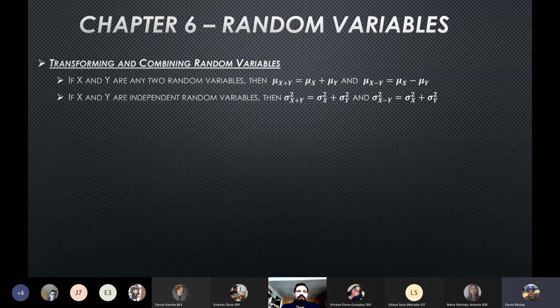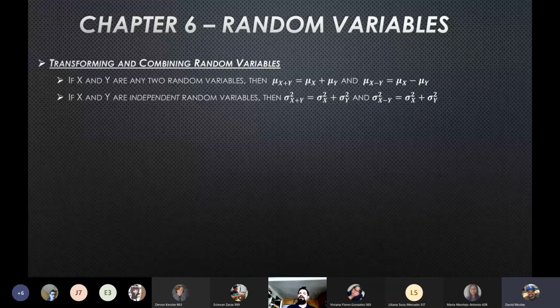If x and y are any two random variables, then the mean of the sum of the two random variables, x plus y, is equal to the mean of x plus the mean of y, and the mean of the difference of the two random variables is equal to the mean of x minus the mean of y. We use this in chapter 10. If x and y are independent random variables, then the variance of the sum of the two random variables is the variance of x plus variance of y. Also, the variance of the difference of the two random variables is equal to the sum of the variances of the two random variables.